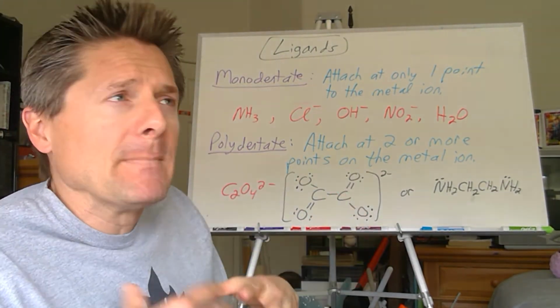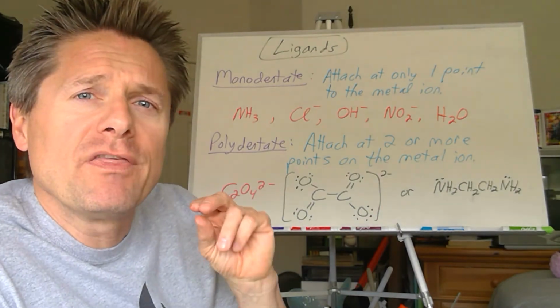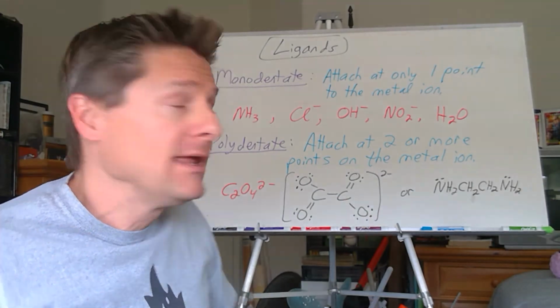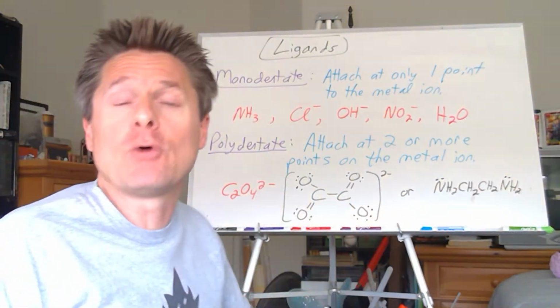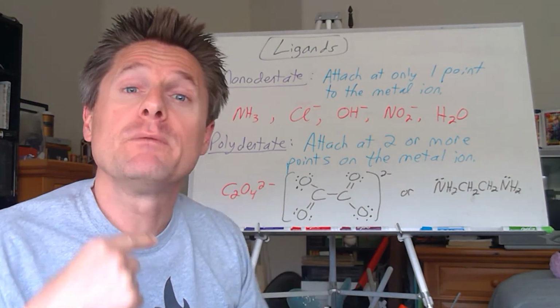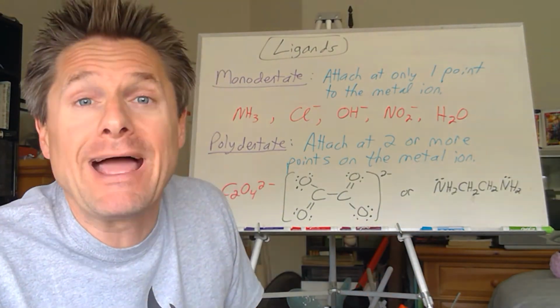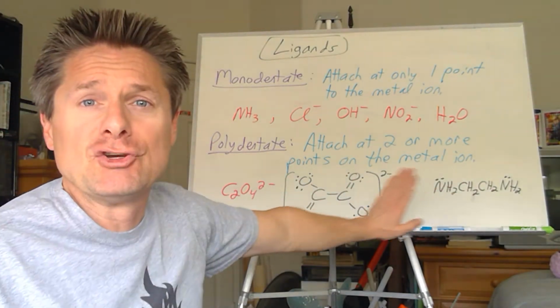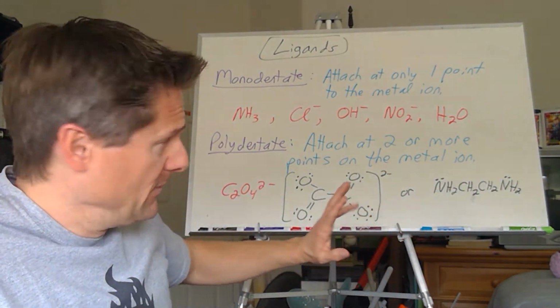Any ligand that attaches with at least two atoms with lone pairs is polydentate. So something that has two atoms with lone pairs attached at two spots would be bidentate. If it had three, it'd be tridentate, or hexadentate, those kinds of things. Not many. Bidentate is about the only kind we're going to run into.